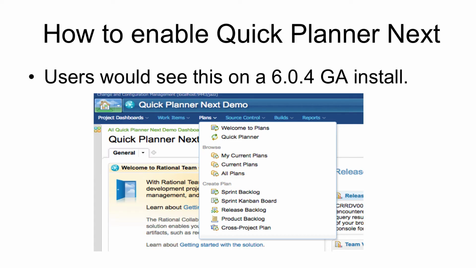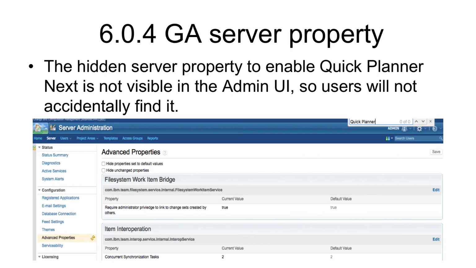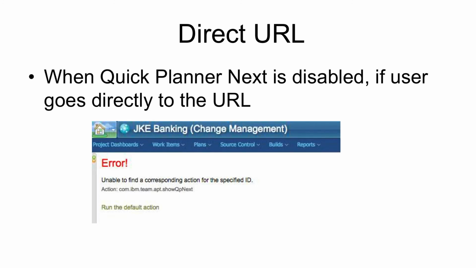When you install 604 GA, Quick Planner Next is not shown as an option by default. The next section in the video gives details on how to enable Quick Planner Next. The property that enables this feature is a hidden property, hence will not appear on the admin UI as well. If the property is disabled, loading a direct URL to Quick Planner Next will also not load the UI.